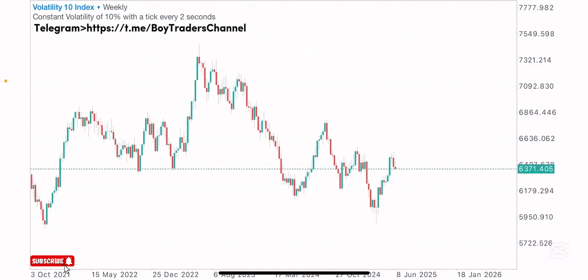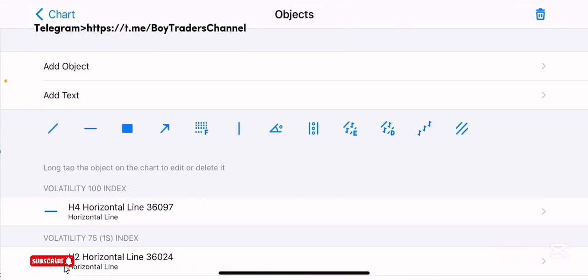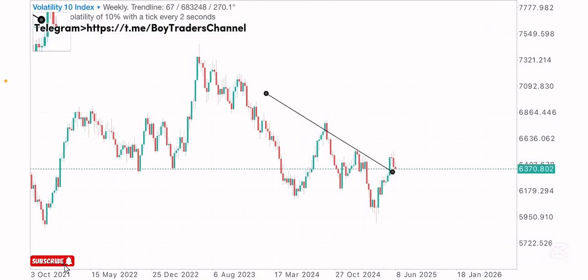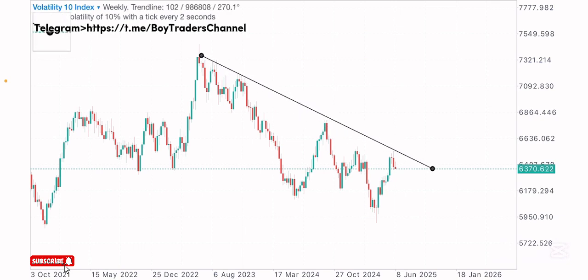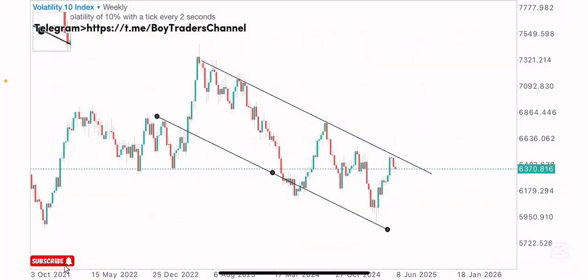So the first thing I spot on this weekly time frame is the market structure, the market direction, which is clear: this index is on a downtrend, creating a series of lower highs and a series of lower lows.